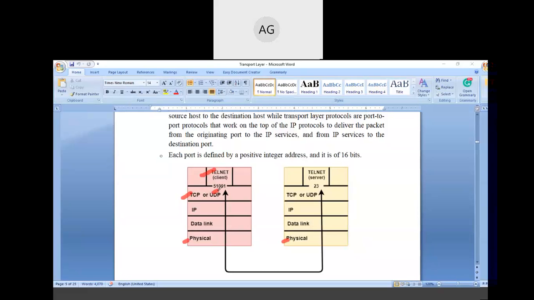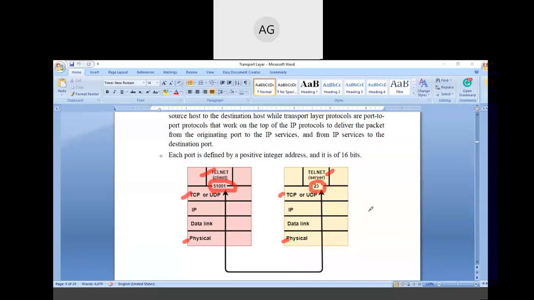Then it is going to communicate with its peer at the receiver's end. Here at the receiver, it is the server which is also using the same service, the telnet service. Here we are using port numbers. The server is using port number 23, and at the sender's end, or the client end, it is sending with the port number 51001.